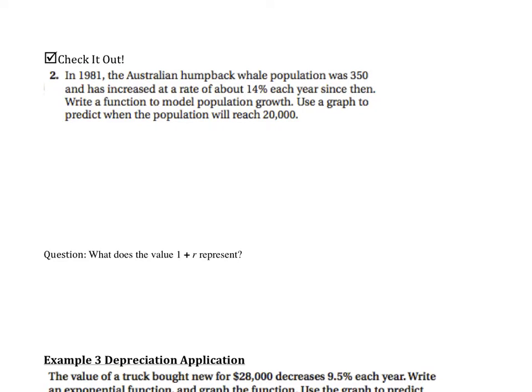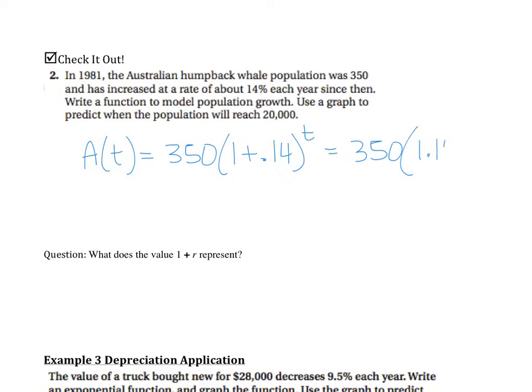Okay, so this you should try on your own. It says population was 350 to start. It's increasing at 14%. When will we reach about 20,000? If you graph that, use the table, start typing in values, it will take about 30 years.